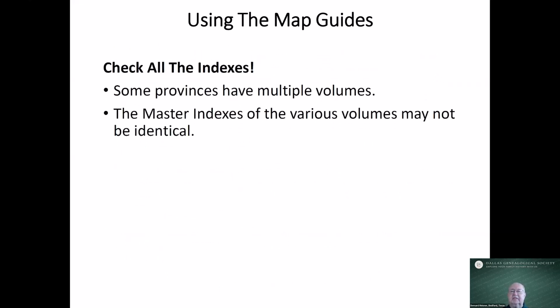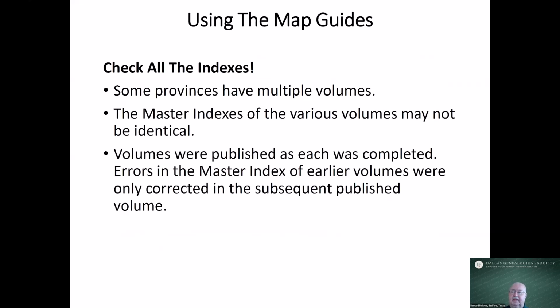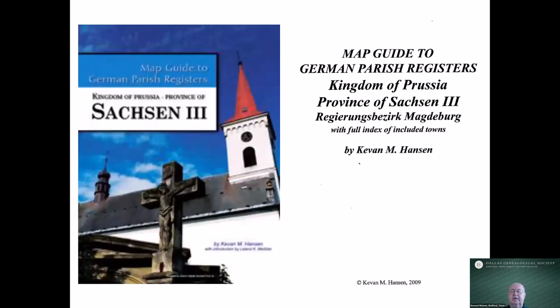The master indices of the various volumes may not be identical. I'll show you a case in just a moment. And that's because each book was printed separately, and they didn't go back to fix books in the previous printings unless there's a new edition. And you may find a couple cases of towns in the wrong index. So here's a case of Sachsen.